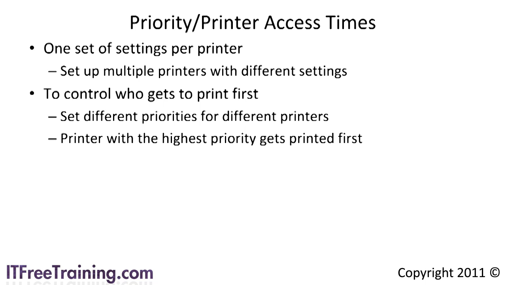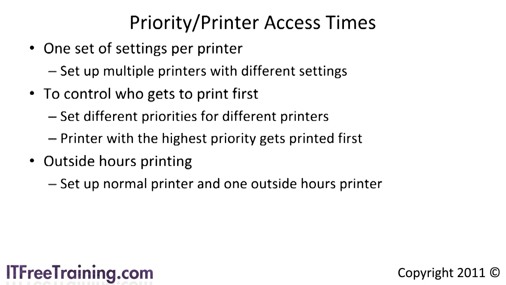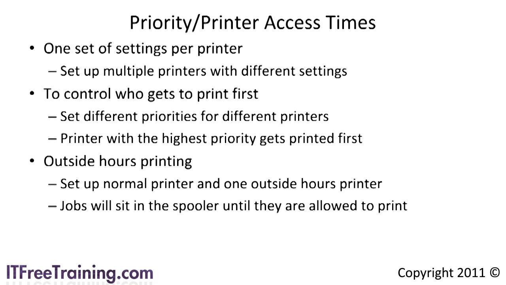Another feature with Windows printing is being able to configure the printer's availability. For example, if you want to set up outside hours printing, you would set up one printer available all the time and another that is only available outside hours. When a job is received by the outside hours printer, the job will sit in the spooler for that printer until the printer is allowed to print. These kinds of printers are often set up for large batch jobs.